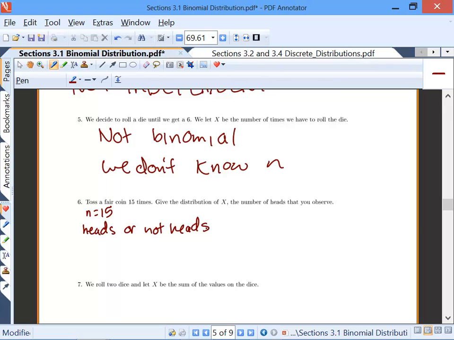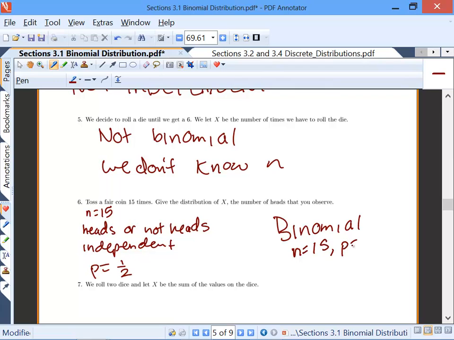Independence. Should the coin flips be independent? And the probability of heads is 1/2, and it should stay the same for each time. So everything fits, so this is binomial. With n equals 15, p equals 1/2.